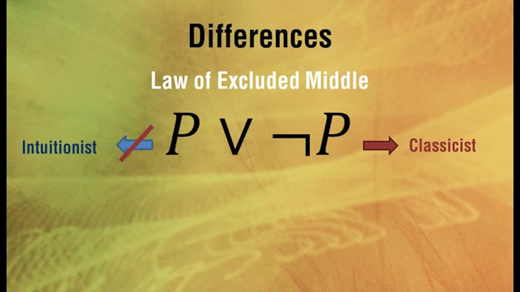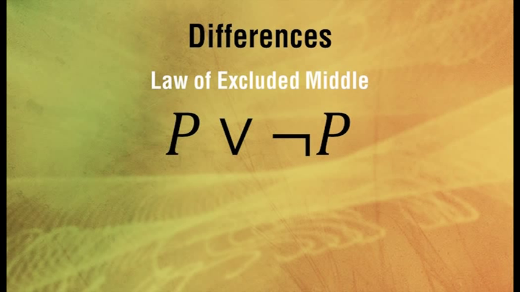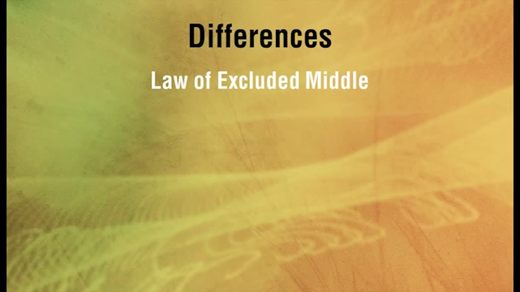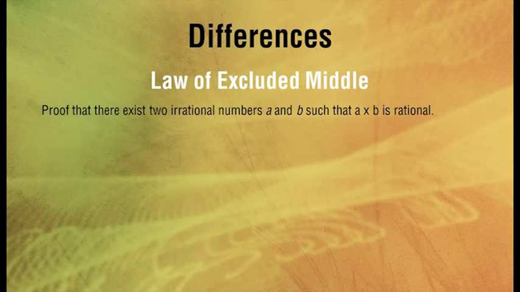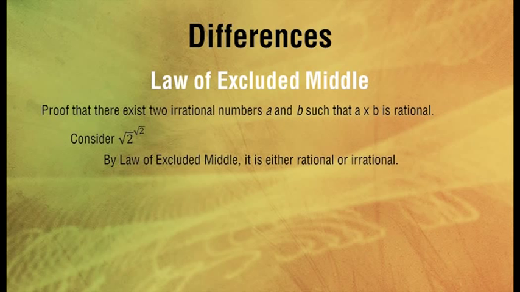In logic, the law of excluded middle states that for any proposition, either that proposition is true or its negation is. This is an example of how the principle of excluded middle is used. We seek to prove that there exist two irrational numbers A and B, such that A to the power of B is rational. It's known that square root 2 is irrational. Consider the number square root 2 to the power of square root 2. Clearly, this number is either rational or irrational.